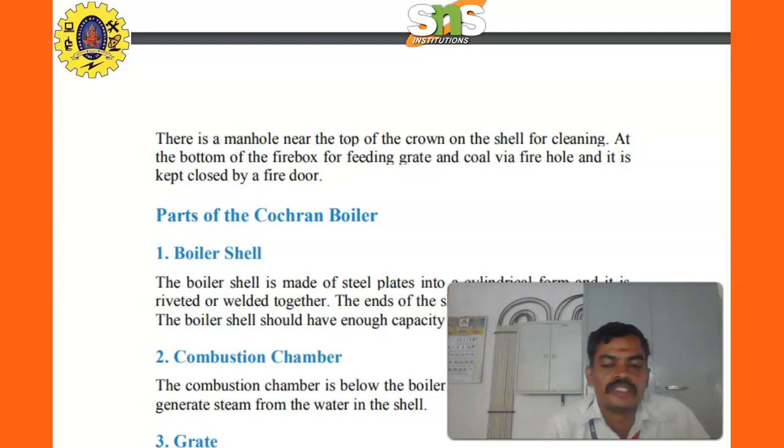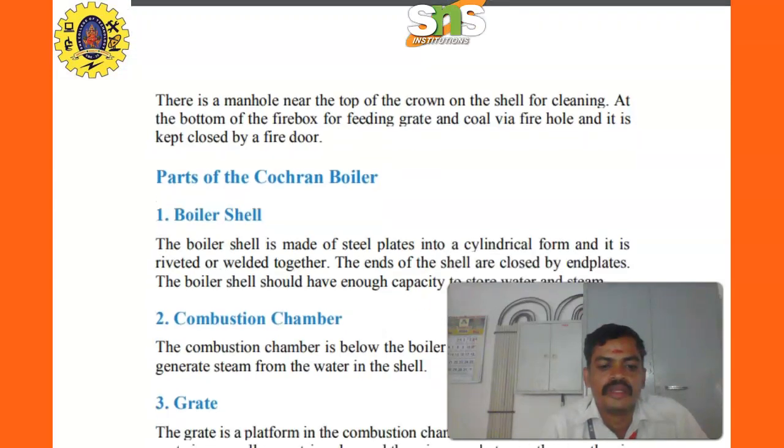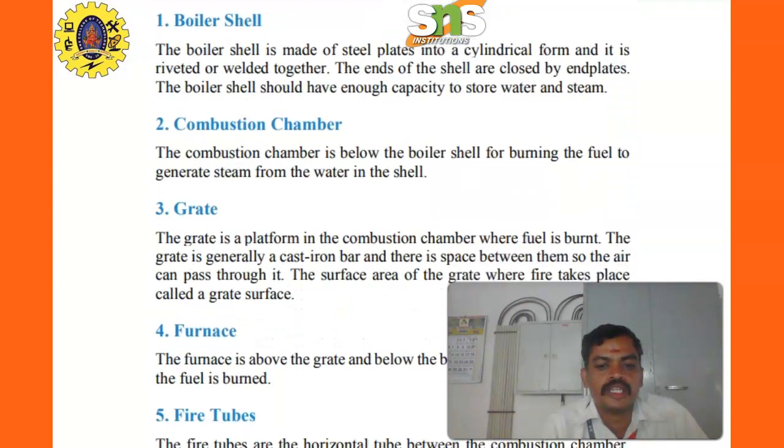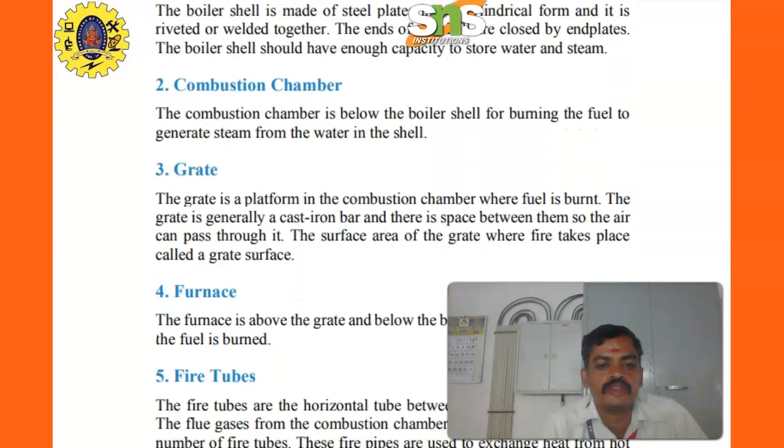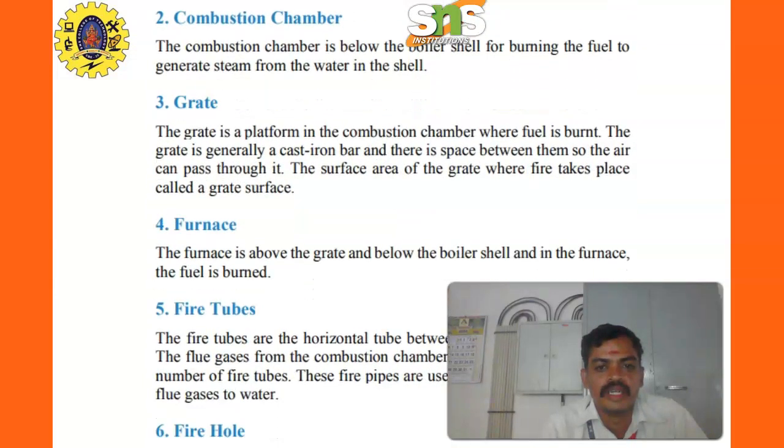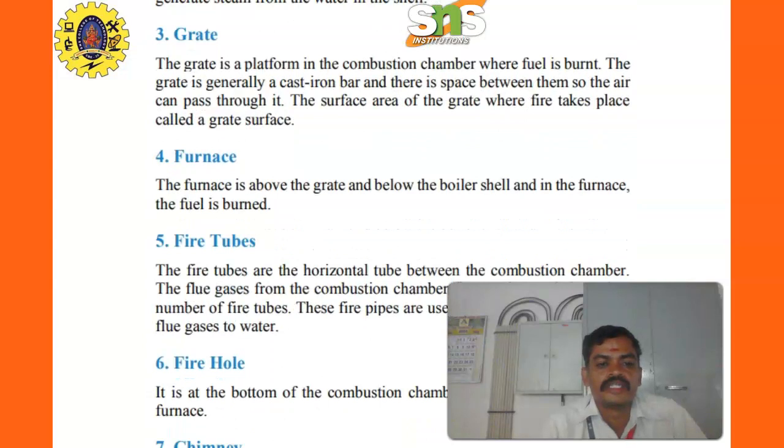Next one is the combustion chamber. This chamber is below the boiler shell, for burning fuel to generate steam from the water in the shell. Grate. The grate is a platform in the combustion chamber where fuel is burnt. The grate is generally cast iron bars with space between them so the air can pass through it. The surface area of the grate where the fire takes place is called the grate surface.